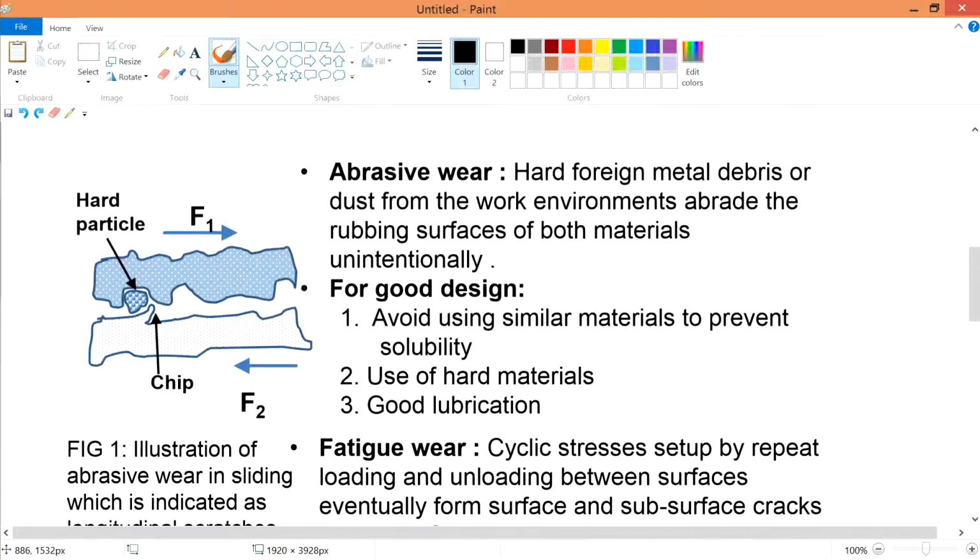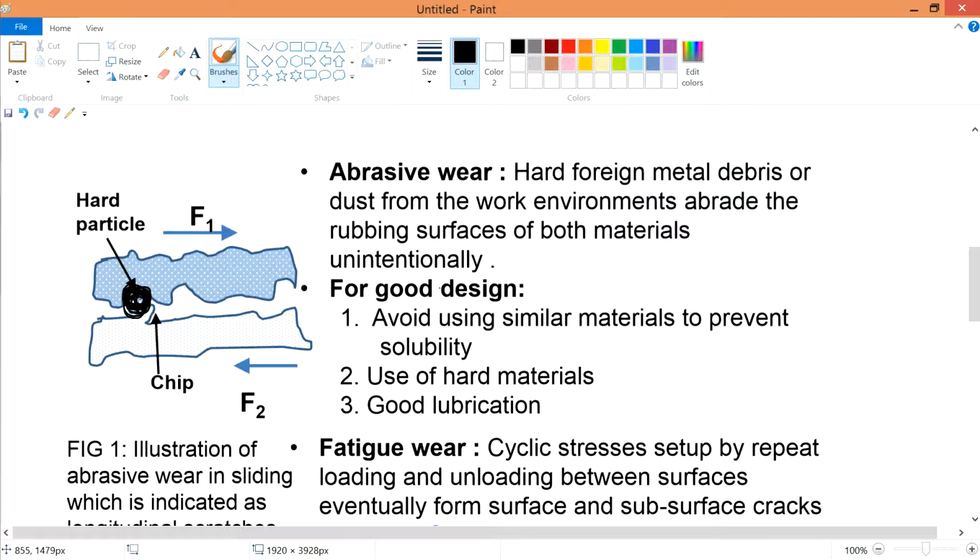Now let's talk about abrasive wear. Abrasive wear is when you have a piece of debris over here, a hard foreign metal debris or dust or whatever, that the work environment brings in and abrades the rubbing surfaces of both materials unintentionally. It's stuck between them, so when you rub against each other, there will be a force going in this direction and a force going in this direction. Therefore, in between them, this hard particle causes this type of thing to happen.